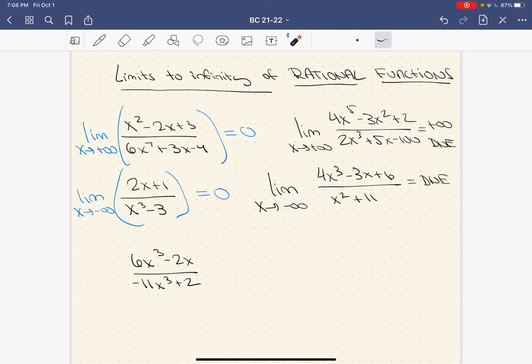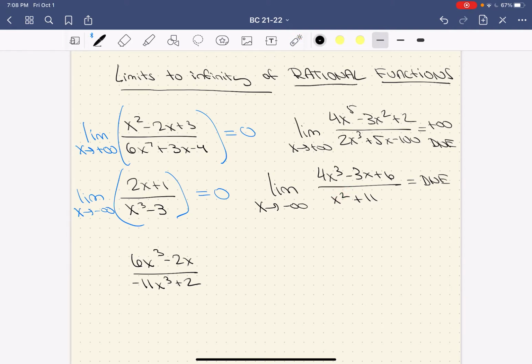And like I said before, when you've got a limit to negative infinity, sometimes you may have to do some thinking, right? If you think about this, right, the dominant term up high is going to be approaching negative infinity because x is being cubed. Dominant term down low is going to be approaching positive infinity because of this even degree.